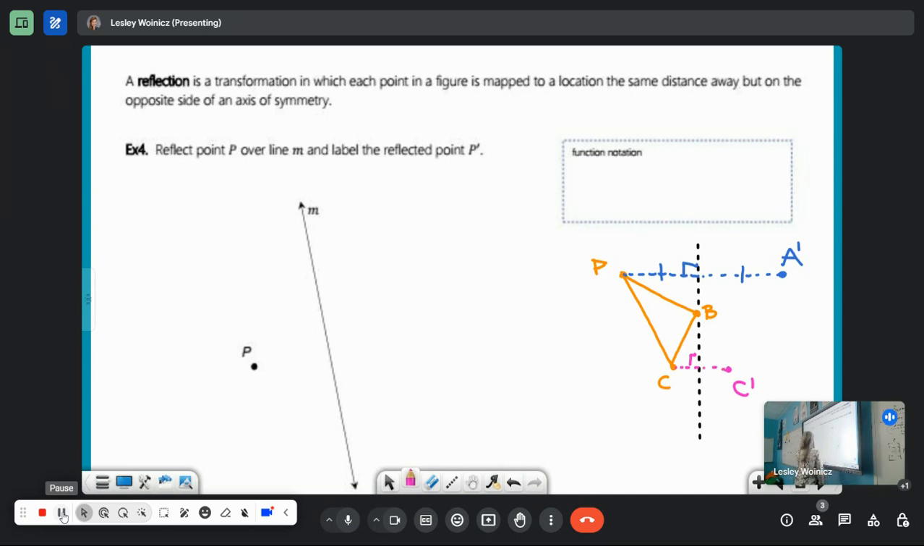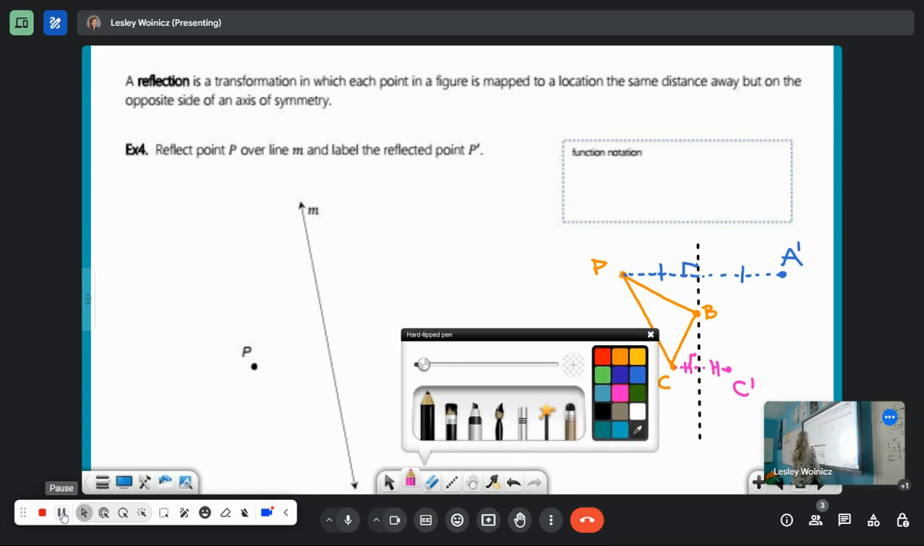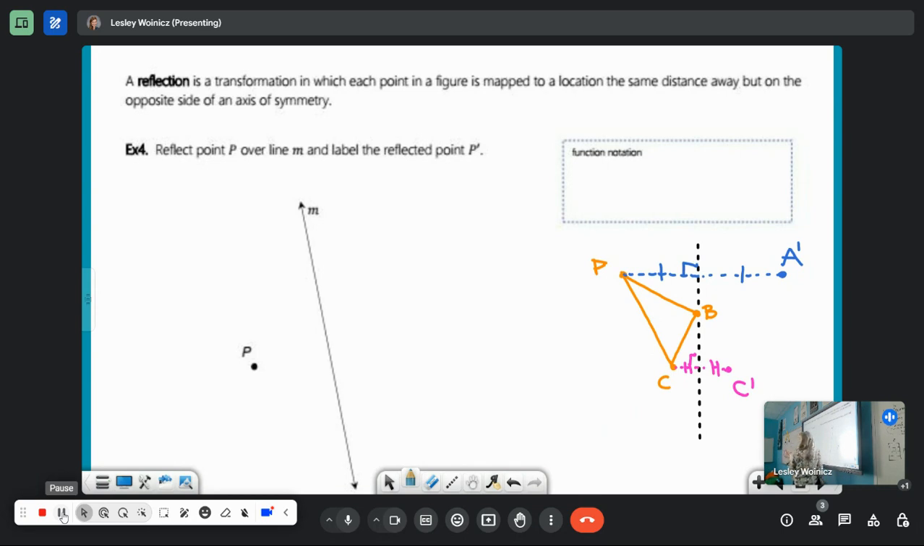What's true about this distance and this distance? They are the same. Those measures are equal. My line of reflection is the perpendicular bisector for the segment C prime. Everybody with me? Okay. What happens to point B? If it's on the line of reflection, it's a short trip. He doesn't go anywhere. He just gets to stay right there. B prime is right there.